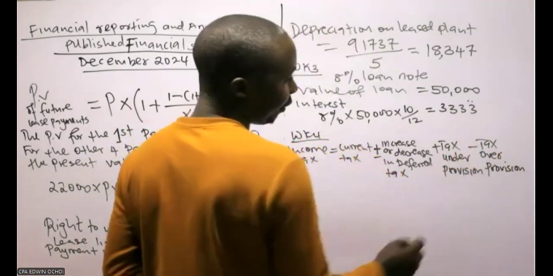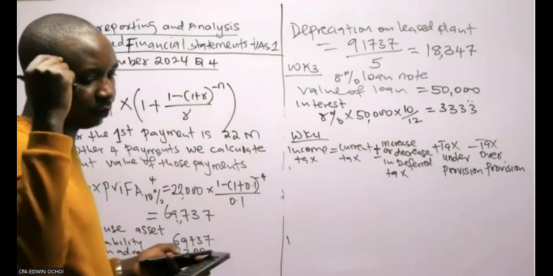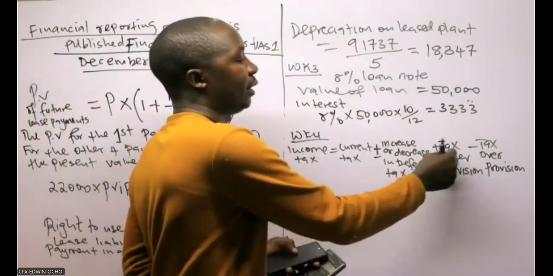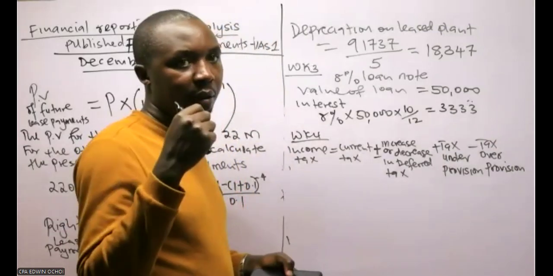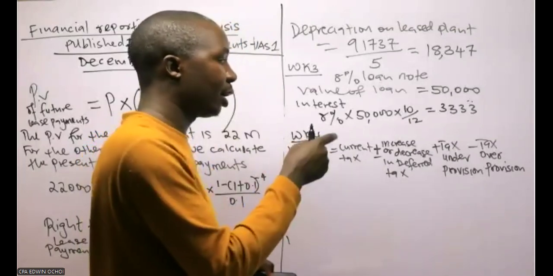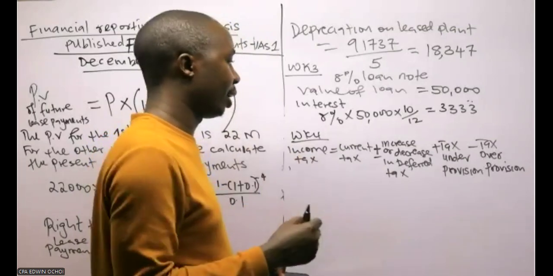This one is for the previous period. If there was under provision from the previous period, we add. If there is an over provision, we minus from the previous year. If there is under provision of tax from the previous year, you add it to the current year tax. If it's an over provision from the previous year, we minus.